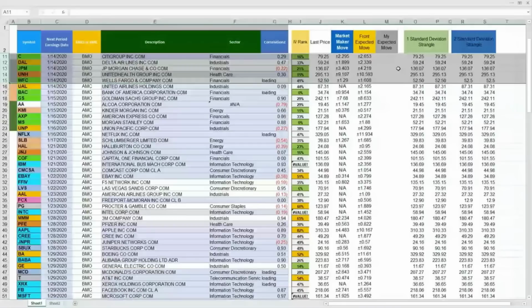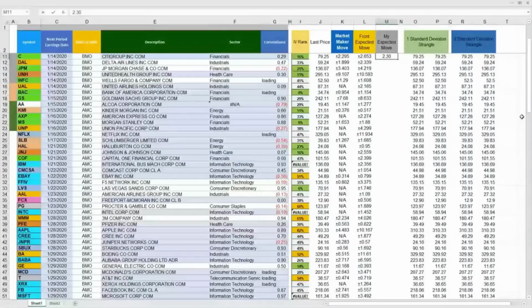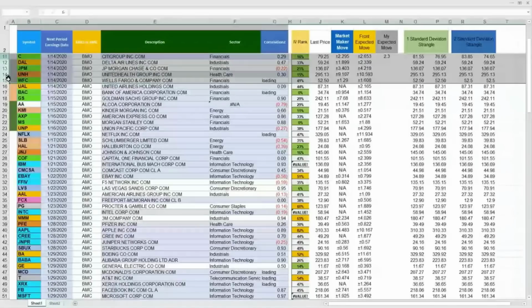Then what I do is, I haven't figured out a way, if someone's an Excel expert, I would appreciate it, to parse this number. I get this number plus or minus. So I go in there and say, okay, let's just plug in $2.30, just pick a number. And you can see, I always want to see where the 1 and 2 standard deviation strangles are, and we'll talk a little bit more about that. I don't want to get into that now.